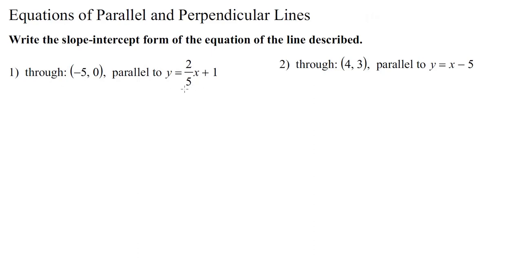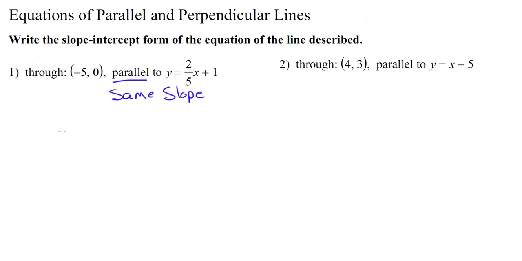is parallel to the line y equals 2/5 x plus 1. So the thing to remember is that parallel lines have the same slope. So the slope of this line is 2/5. That means the slope of our new line is also going to be 2/5.